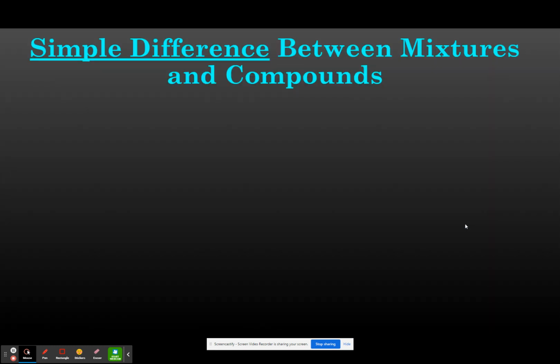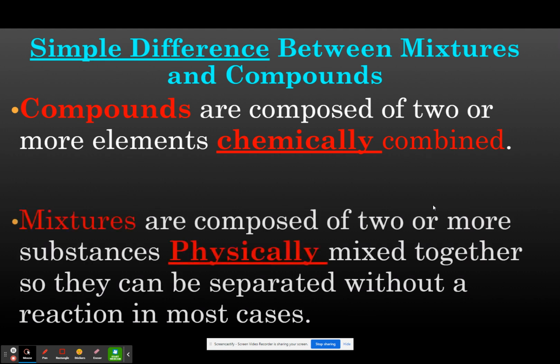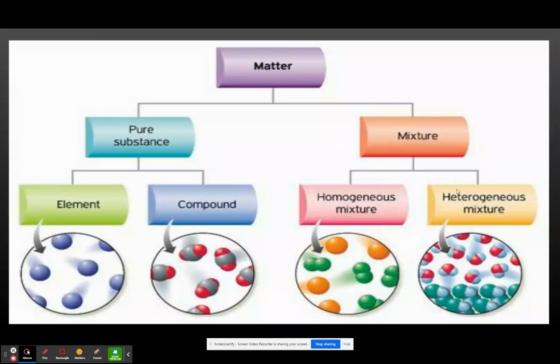Simple difference between mixtures and compounds. Compounds are chemically combined, which means they need a chemical reaction in order to break them down. Mixtures are physically combined, which means that they can usually undergo physical processes, which we'll talk more about in our next lesson, to separate them again.